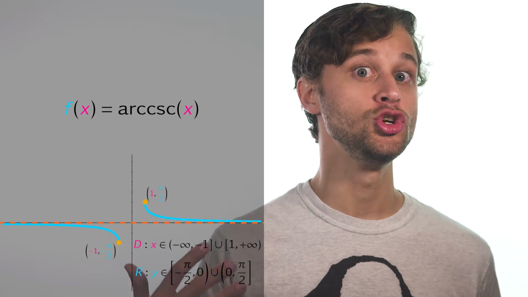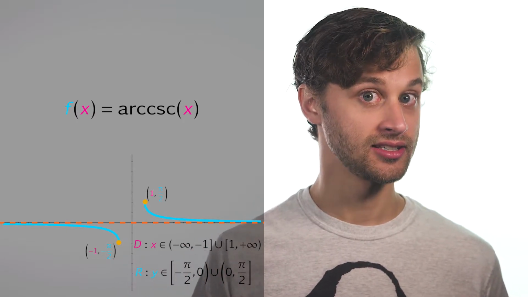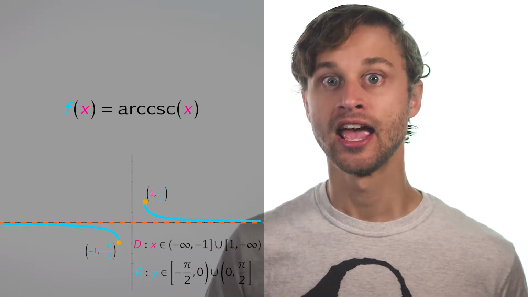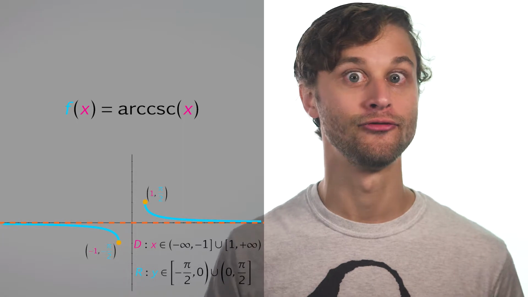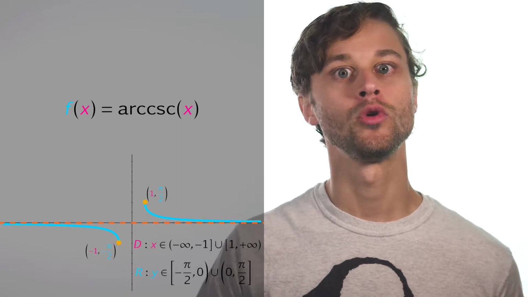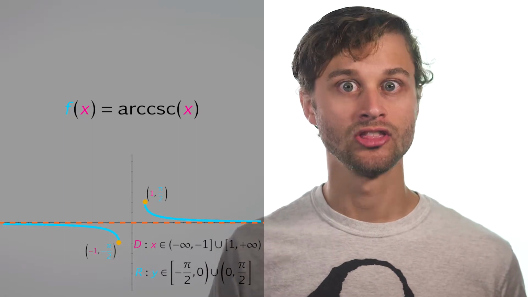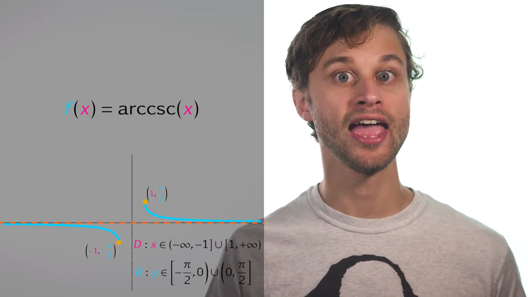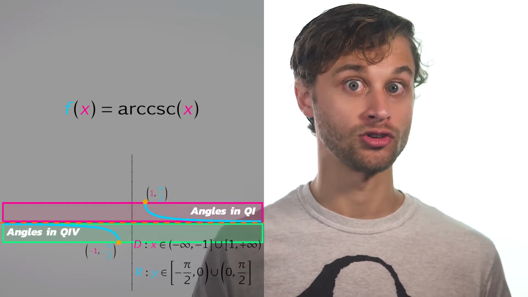But it turns out that there is no continuous interval along which cosecant passes the horizontal line test, and therefore there's no continuous interval along which the arc cosecant passes the vertical line test. And so we are forced to use a non-continuous interval here. Like the arcsine function, the arc cosecant function will give angle values in the fourth and first quadrants.